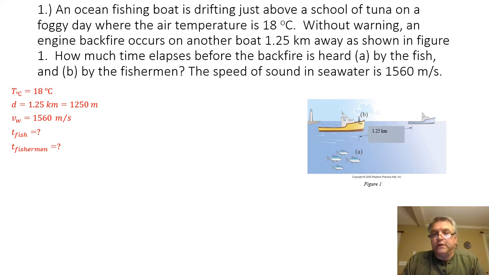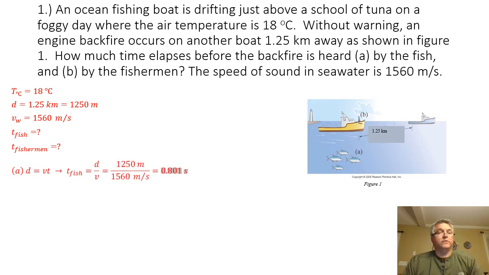Let's do the time it takes to reach the fish first. The distance the sound wave has to travel is 1,250 meters. It moves at a speed of 1,560 meters per second. So to find the time, I just need to use my velocity formula. Distance equals velocity times the time. And to solve that for the time it takes to reach the fish, I know I have to divide the distance by the speed of the sound wave in the water. So 1,250 meters divided by 1,560 meters per second will give me a time of 0.801 seconds. That one should be 3 sig figs because we aren't using the air temperature in that problem. So 3 sig figs is correct for that.